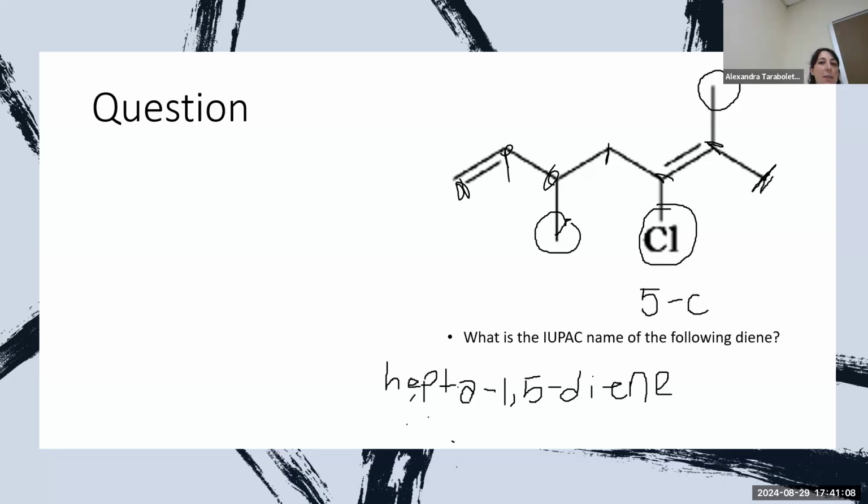And then we have 2 methyls here. How do we deal with it if you have more than one functional group? Well, we just did it, right? Di, right? So this would be a dimethyl, and just like with our double bond, you have to put both numbers. What numbers are those at? 3, 6.